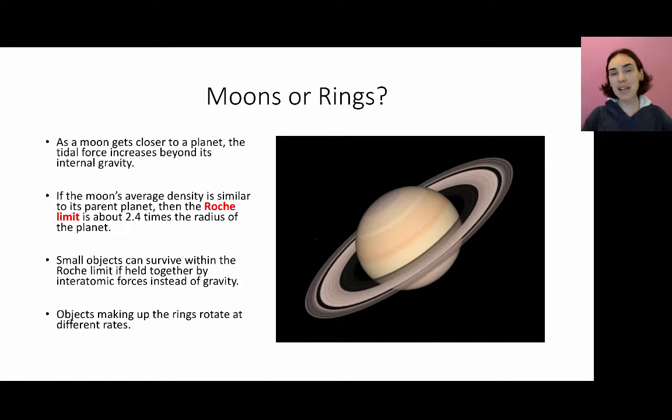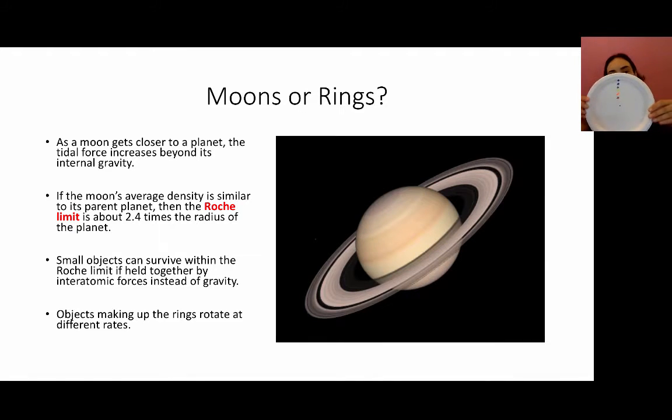But if the moon has about the same density as its parent planet, then about 2.5 times the radius of the planet away is the minimum distance that the moon can continue to exist as a moon. If it gets inside that distance, then it starts getting broken up. And the objects that make up the broken up moon will rotate at different rates.